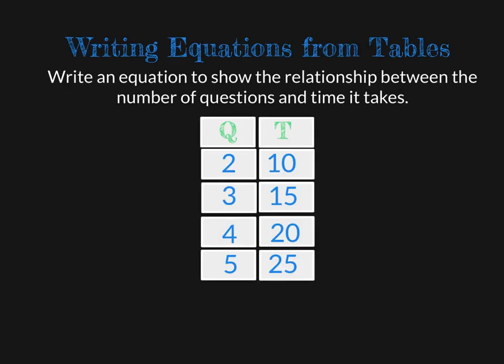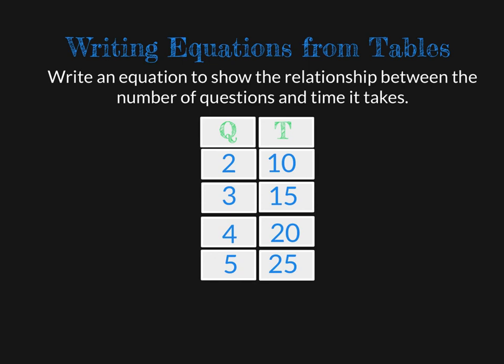Last but not least is being able to write equations from information given to you in a table. So the direction says write an equation to show the relationship between the number of questions and the time it takes. So they give you 4 examples. If there are 2 questions, it takes 10 minutes. If they give you 3 questions, it's going to take 15 minutes. 4 questions, 20, 5, 25.